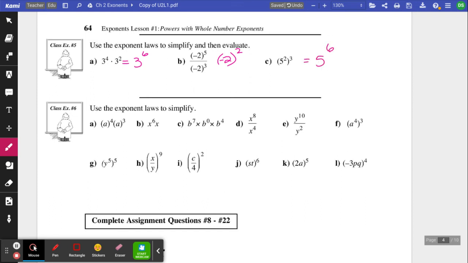Okay, now I didn't actually finish these questions because it says, I need to read my directions. Use the exponent laws to simplify. Check, I did that. And then evaluate. That means find the value of it. I haven't done that yet. So I need to go do that. What is 3 to the 6th power?